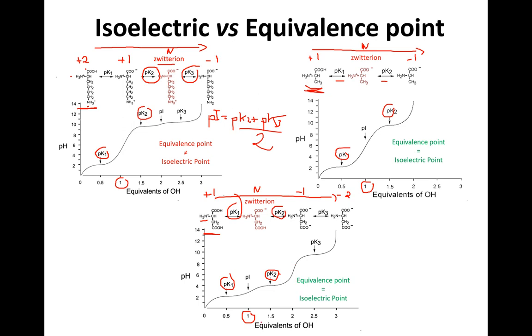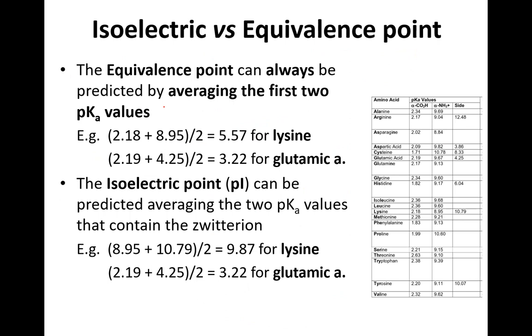If you want to predict where the isoelectric point is, so the pH value where you will get 100% of your molecule in the zwitterion form, first you figure out which pK values contain the zwitterion, and then you average them out. And that's what I was telling you in this slide. Obviously all the values are given to you in different tables you can find online, or you can use this one.